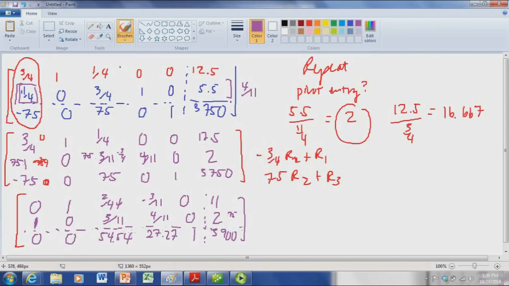How fun are we having? Are we done? Yes, hallelujah. How do we know that we're done? The entire bottom row is positive.